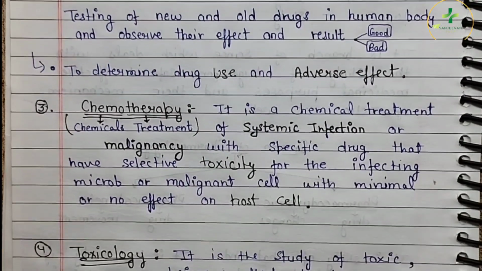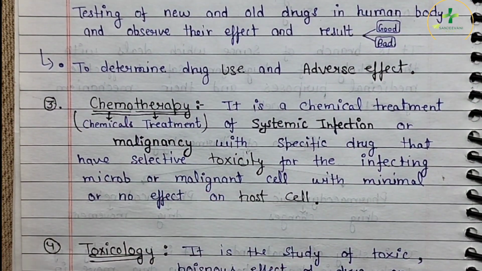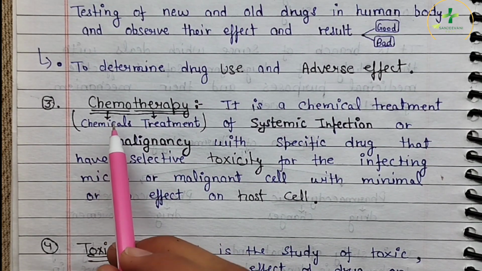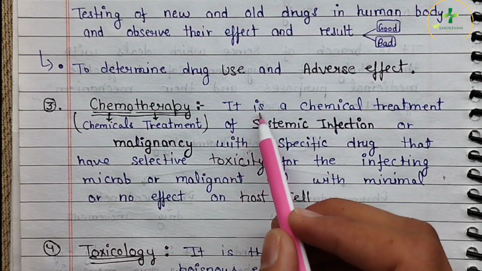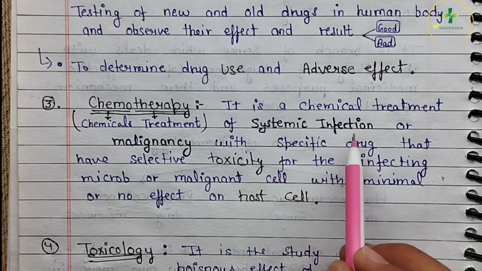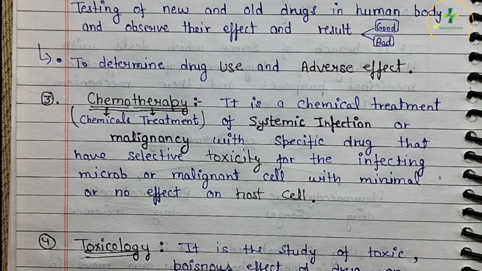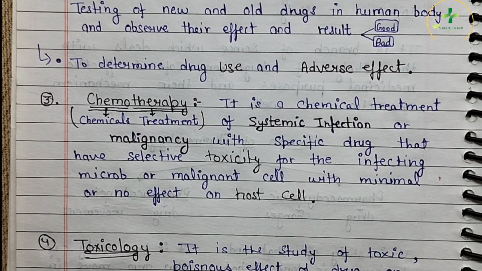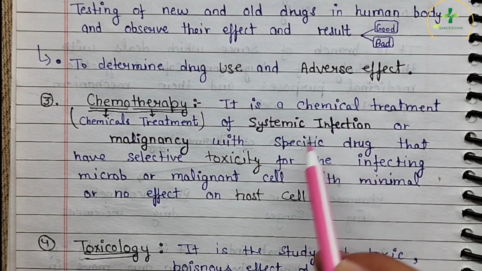Now the next term is chemotherapy. Chemo means chemical. I will tell you by breaking the terms, so you can do it yourself better after a time. Chemotherapy: chemo means chemicals, therapy means treatment, so it is a chemical treatment. It is a chemical treatment of systemic infection, any kind of infection in your body caused by any pathogens, or malignancy, a kind of cancer cell, with a specific drug.